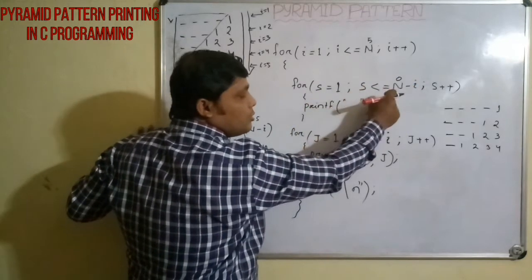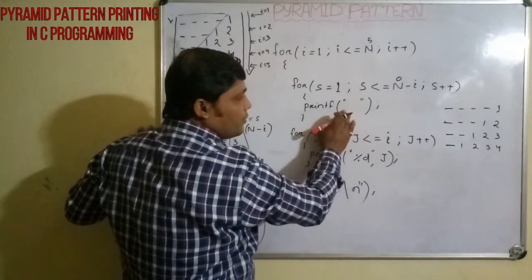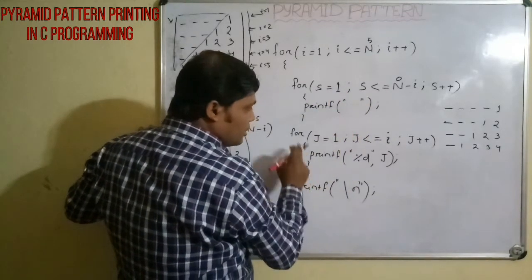So s equal to 1, s less than or equal to 0. It will not go inside this loop, so it will not give any space. Then it will come here.